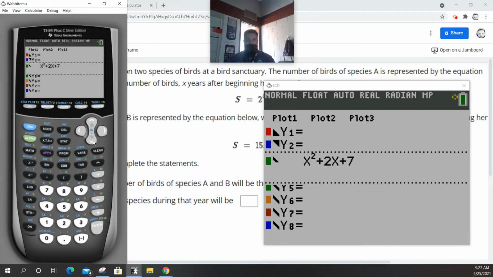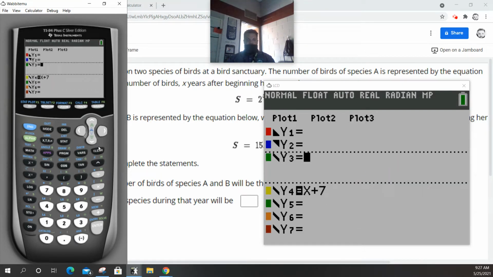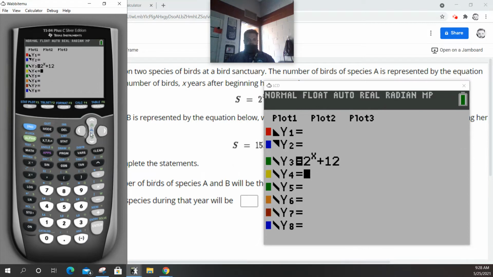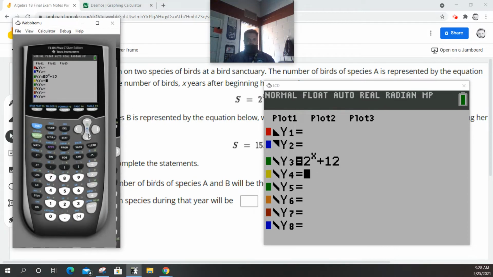Man, that yellow one, you just can't see it. So I'm going to clear this out. I'm going to put in 2 raised to the x plus 12. And then I'm going to clear this one out because the yellow, I can't see it. So let's go down to the blue. And then I'm going to put 15x plus 35.